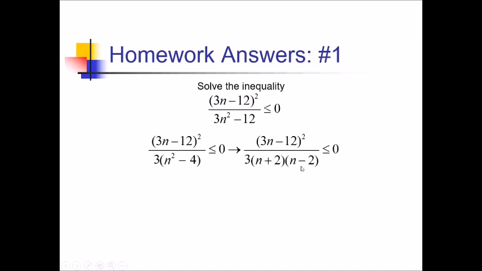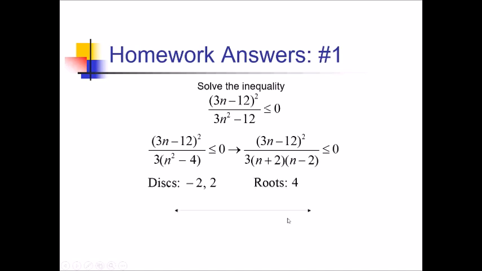All right, let me list my discontinuities first, just so I don't confuse them with roots. So for this n plus 2 down here, we have a negative 2 for that root. And then this n minus 2 gives us a root of positive 2. Now looking at my numerator, the only thing that's going to zero this out is if I plug 4 in for n. So that's going to be my single root.